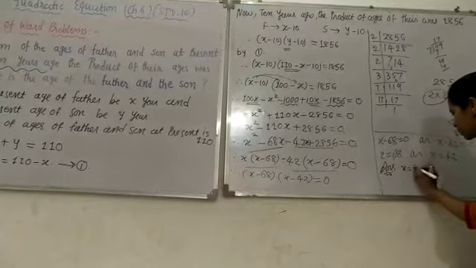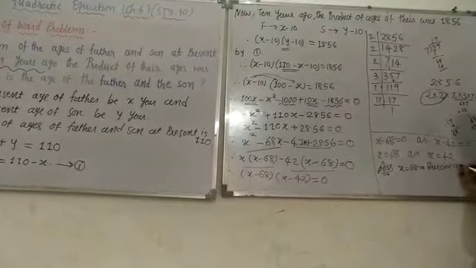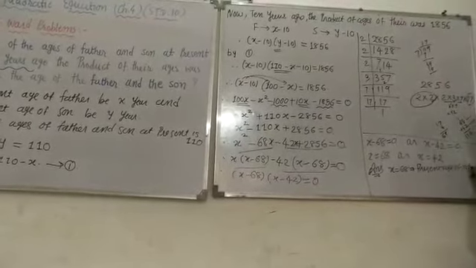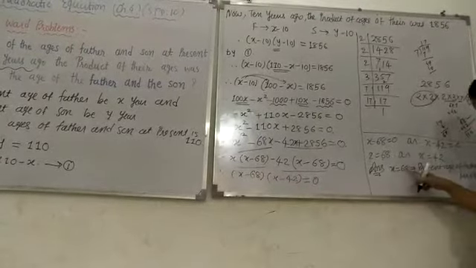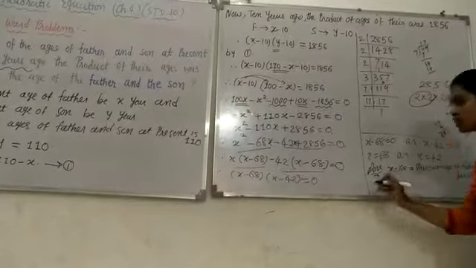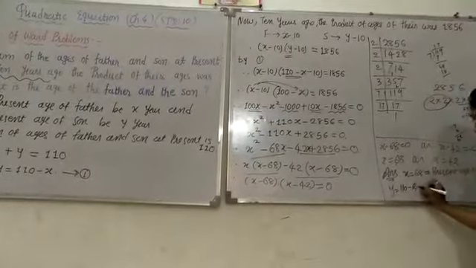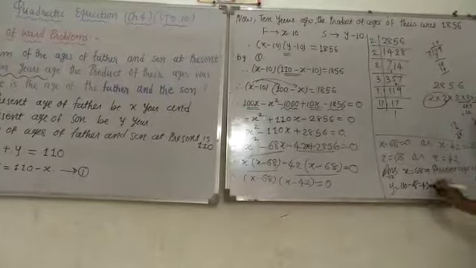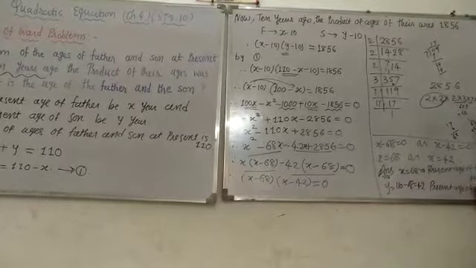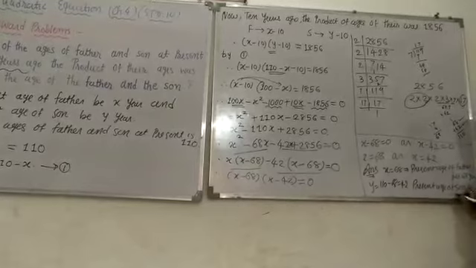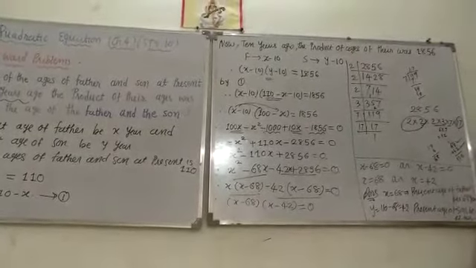So x is equal to 68 implies the present age of father is 68 years. And if x is 68, what is your y? 110 minus x, that means 110 minus 68. So definitely you got 42. So the present age of son is 42 years. So this way you can solve any word problem in quadratic equations.